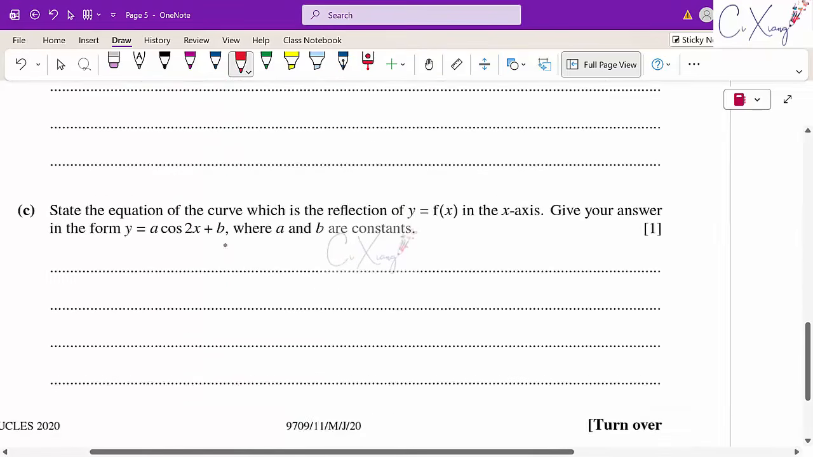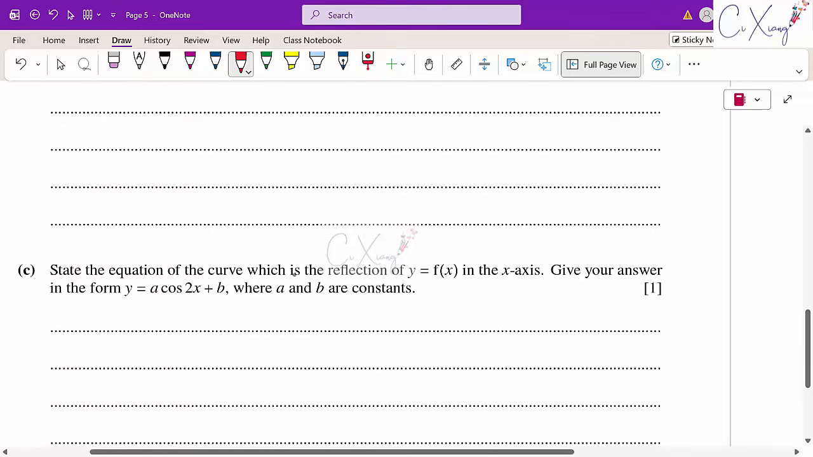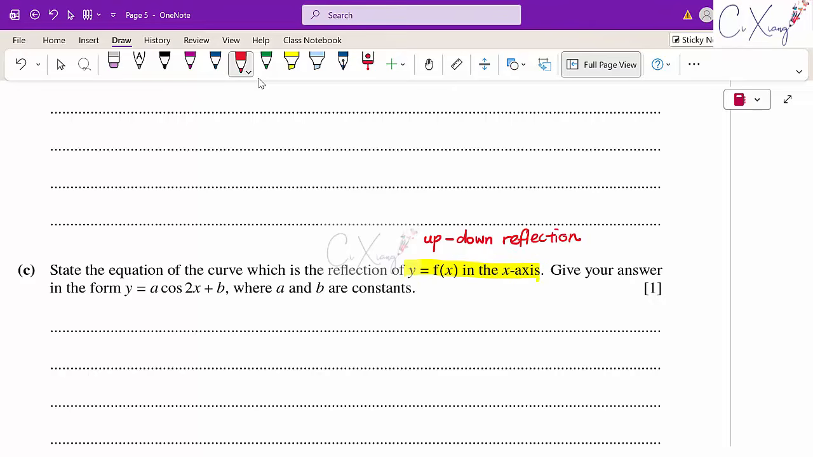Okay, so for part C, what are they saying here? So they are talking about this. State the equation of the curve which is the reflection of y equals f(x) in the x-axis. So y equals f(x) in the x-axis means that it is the up-down reflection, where the x-axis is the mirror. When you are having the up-down reflection, basically you are multiplying a negative outside the basic function. Okay, so if let's say I'm having y equals f(x), and I want to have the up-down reflection, it will become y equals negative f(x).